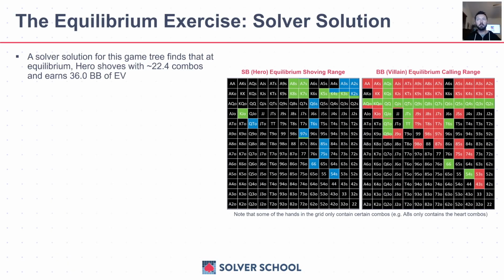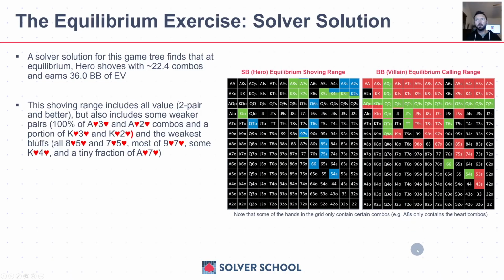What we find here is that the EV, if we do get to a Nash equilibrium, is between those two iterations that we proposed. And the true expectation at equilibrium is that Hero shoves with 22.4 combos and earns 36 big blinds of EV. This is what Hero's shoving range looks like. The shoving range is in blue here, and it includes the value that we expected, right? So the 5-4 suited for the straight, and includes the 2 pair and better, so the set of 6s, queen 10, queen 6, 10 6.